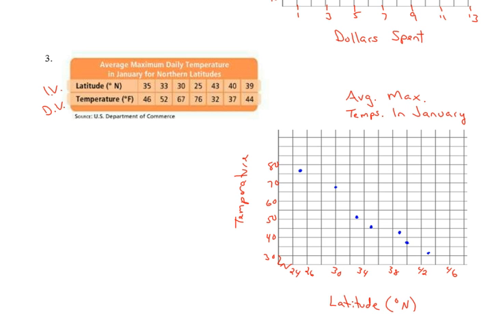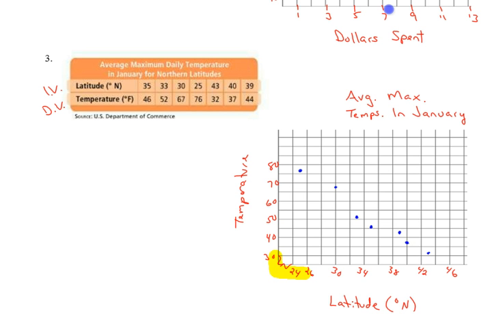Now, after I have my labels, I looked at my scales. Because my latitude degrees started at 25 and went all the way up to 43, I wasn't able to count by ones or even twos. So what I did was I put a break on the x-axis, and I started counting by twos starting at 24. So each line has a value of 2, but because I put a break in there, I was able to start at 24. I did the same thing on my y-axis.